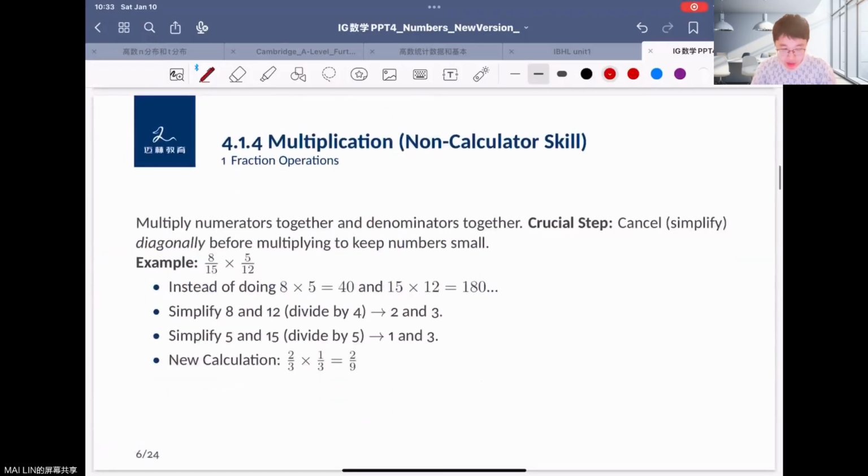Now, how to do multiplication with different fractions. Here we have an example: 8 over 15 times 5 over 12. First, you can find that 15 can be written as 5 times 3, right?